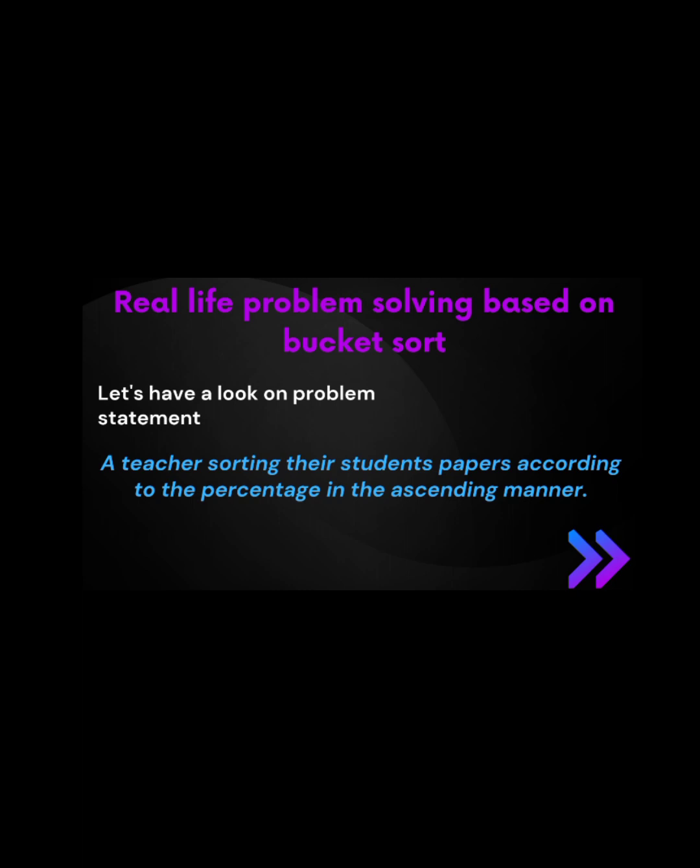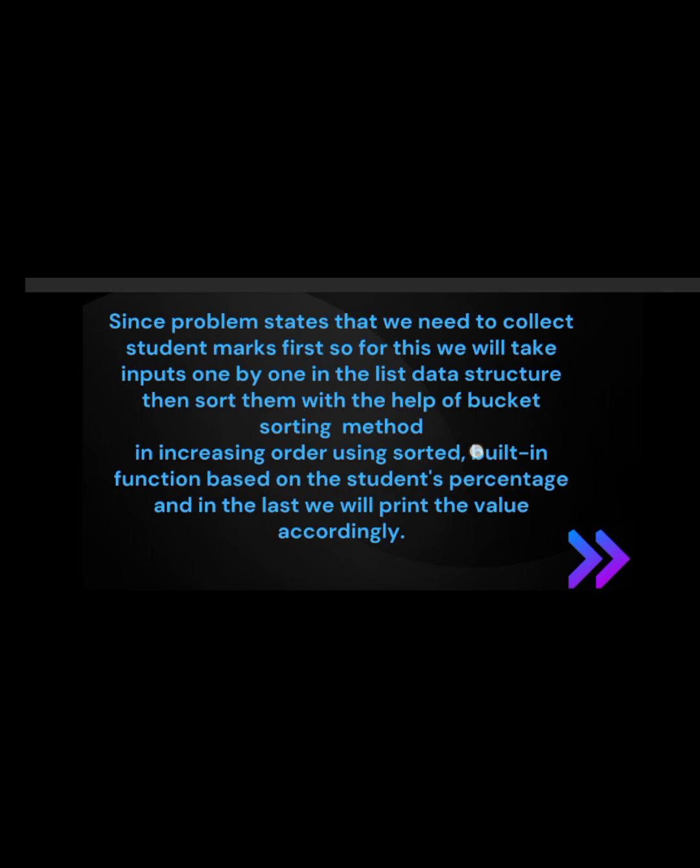Let's have a look at the problem statement. Our problem statement is a teacher sorting their students' papers according to their percentage in ascending order. Since the problem states that we need to collect students' marks first, for this we will take inputs one by one in the list data structure, then sort them with the help of the bucket sorting method in increasing order, using the sorted built-in function based on students' percentage, and then we will print the values accordingly.